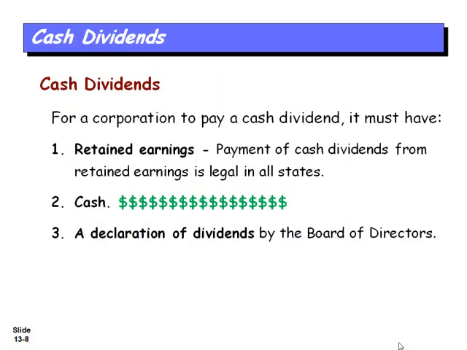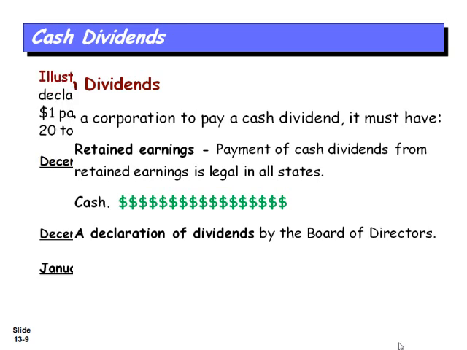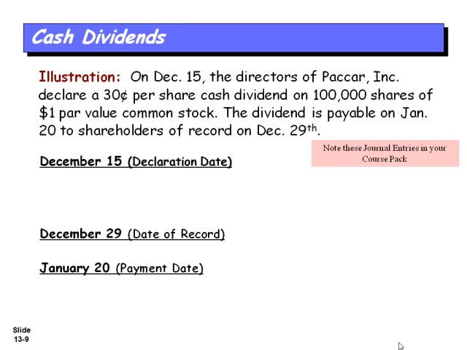In order to pay a dividend, a company must have a positive retained earnings, not a deficit. They must have cash and, of course, permission of the board of directors. So let's take an example, and again, I strongly encourage you to write this down. On December 15th, Paquette Inc. declares a 30-cent per share cash dividend on 100,000 shares of $1 par value common stock. Paquette does not have any outstanding preferred stock, and I'm only showing 100,000 shares to make the math easier. Paquette has many more shares outstanding than 100,000.